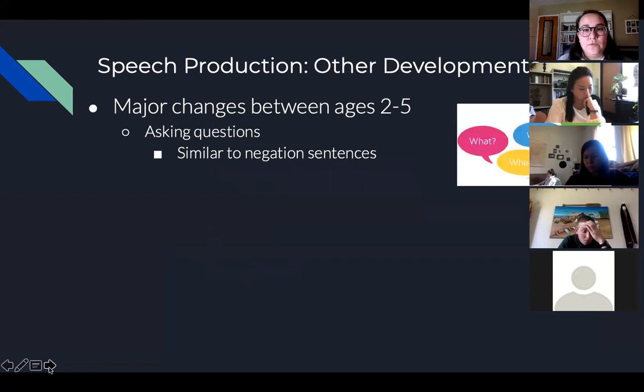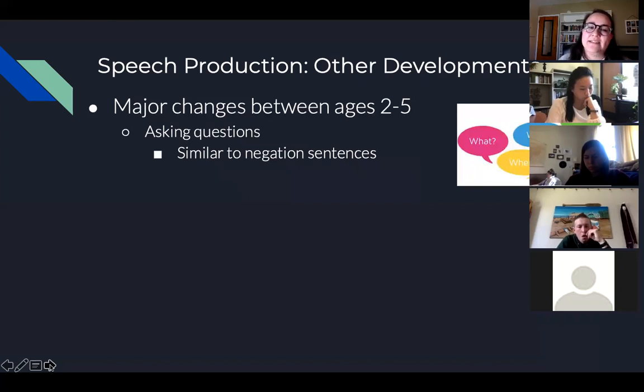Now we're going to move on to how kids learn how to ask questions. And so this process is also kind of similar to learning how to use negatives.